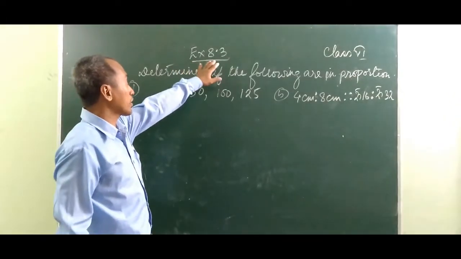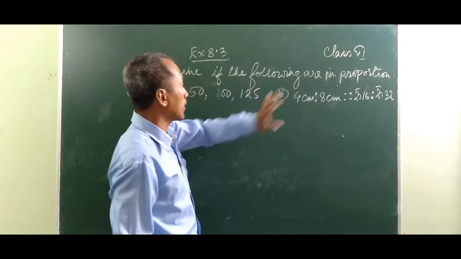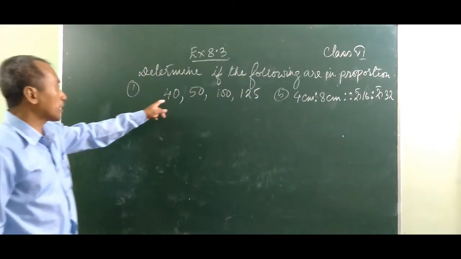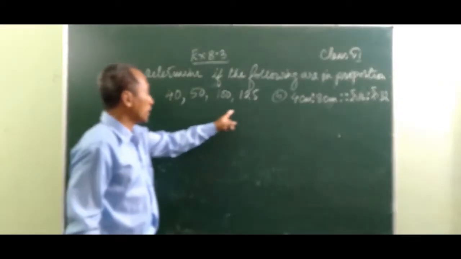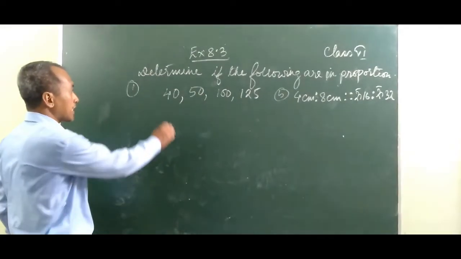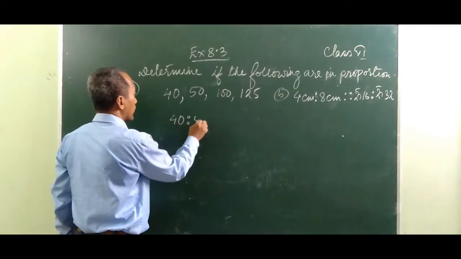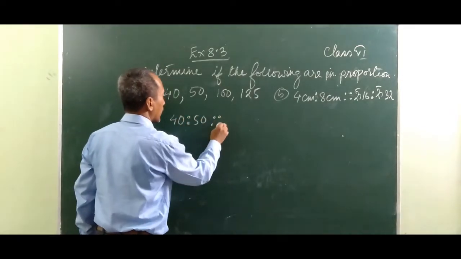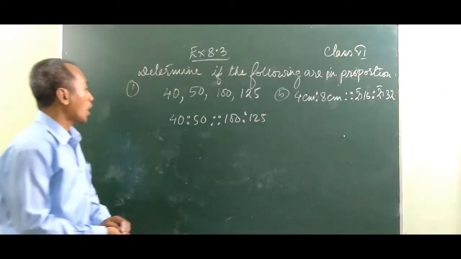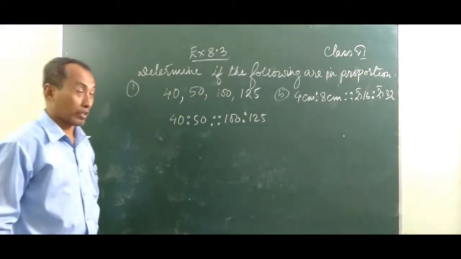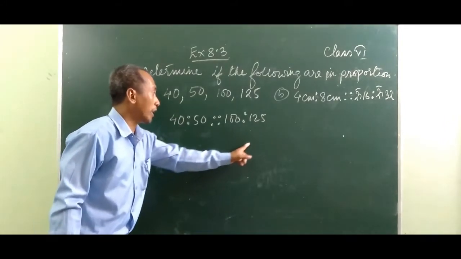Now we are going to begin exercise 8.3. In question number 1, it is said, determine if the following are in proportion. So you are given four quantities here: 40, 50, 100, 125. You are going to see whether they are in proportion or not. So let us keep all these four quantities in the form of ratio: 40 is to 50, 100 is to 125. Now, how are we going to check whether they are in proportion or not? The rule is that the product of the two means should be equal to the product of the two extremes.